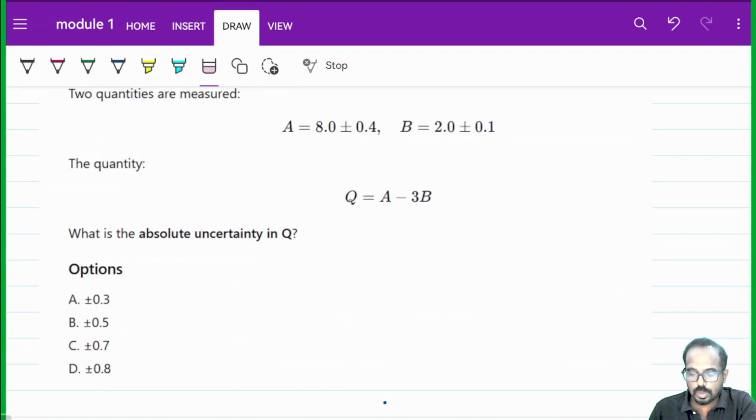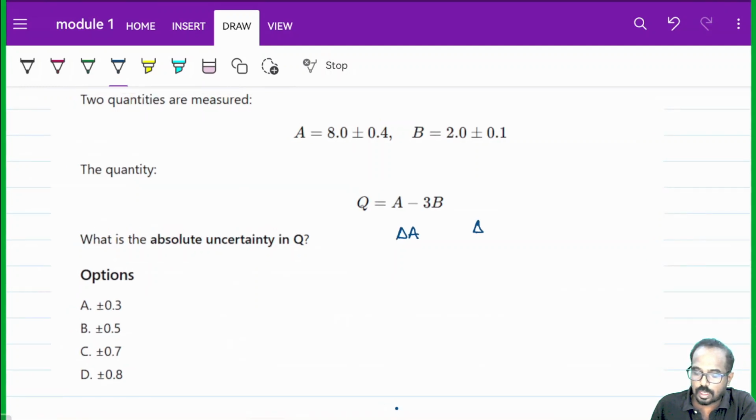When you check the equation, the operation done is subtraction, right? What is the rule for subtraction? The absolute uncertainties in the quantities should be added up. A is measured with absolute uncertainty delta A, and delta B is the absolute uncertainty in B. But in the equation, B is multiplied 3 times, so the absolute uncertainty will be multiplied by 3.